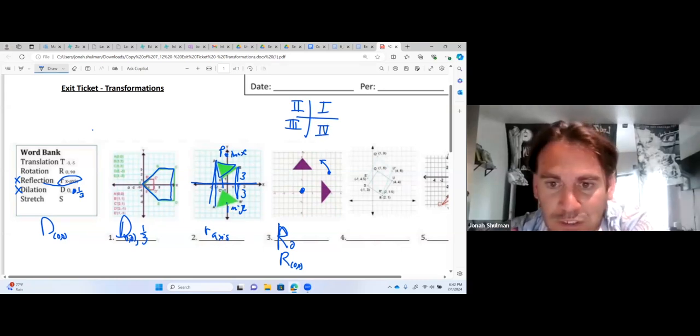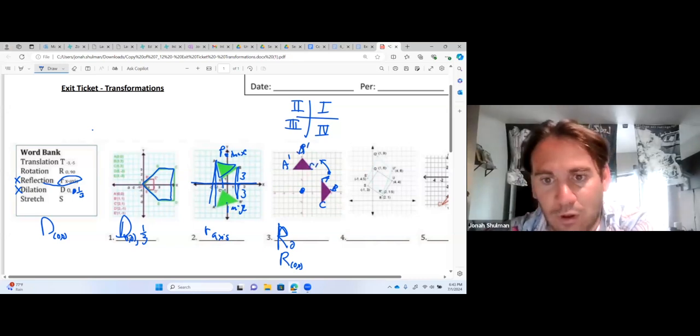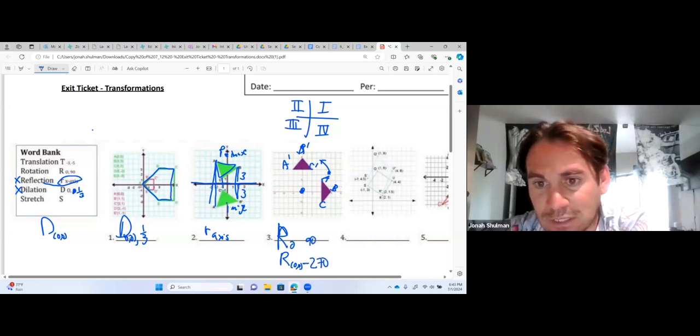So this would be rotation around the origin. So this has to be A, B, C, and this is, sorry, A prime, B prime, C prime. So it'd be rotation of 90 degrees or rotation of negative 270, because negative, look, 90.